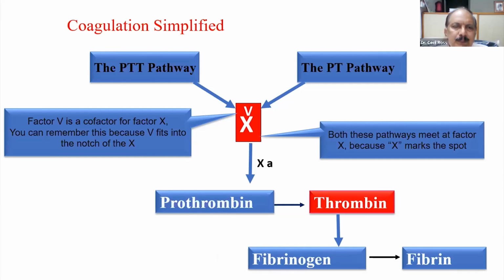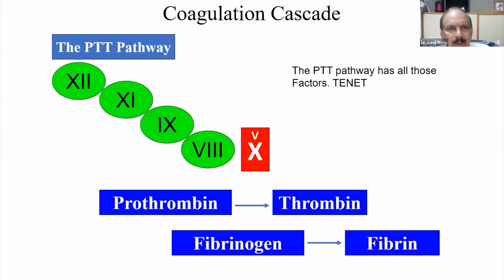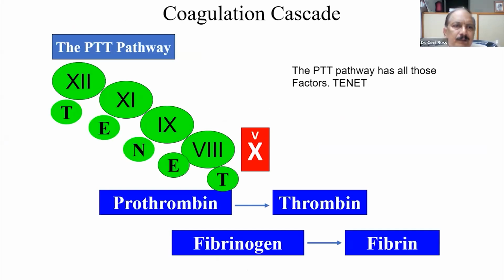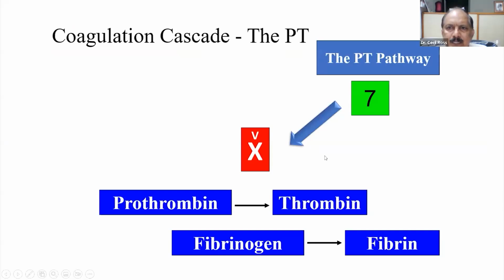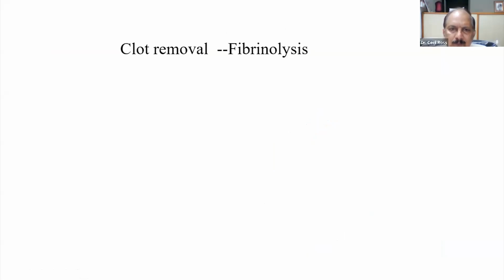Now let us go a step further and look at the pathways individually. If you look at the PTT pathway, there are factors 12, 11, 9, 8 and 10. That's called the tenet. These are the PTT pathway, and it produces ultimately a fibrin clot. If you look at the PT pathway, the prothrombin time is only factor 7, the extrinsic pathway, which forms the clot ultimately.